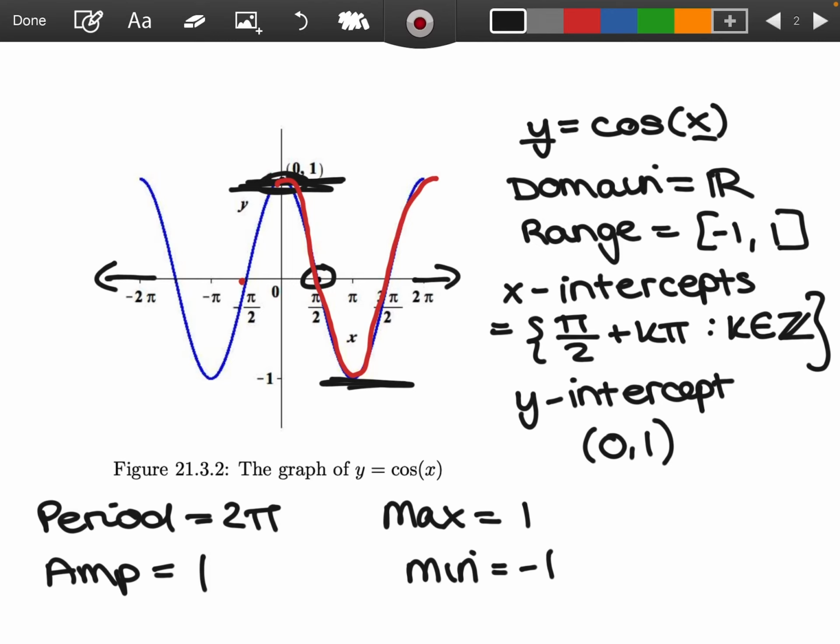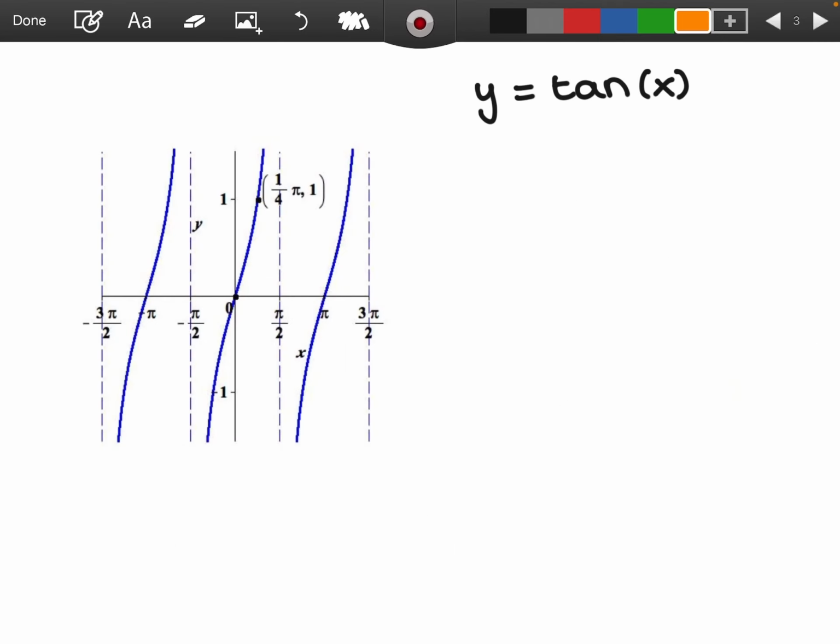Okay, I have moved it to the left by pi over 2. Okay, you can see that from where I drew my wave here. I'll do this in yellow. This was the exact same shape as my sine wave. I've just moved it to the left by pi over 2.